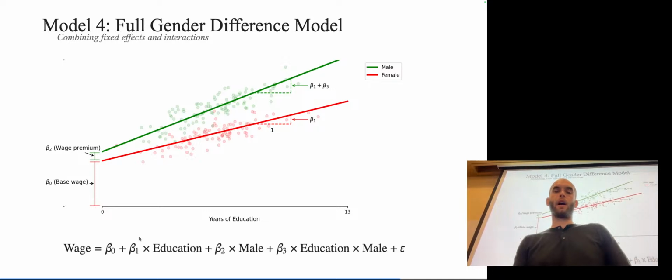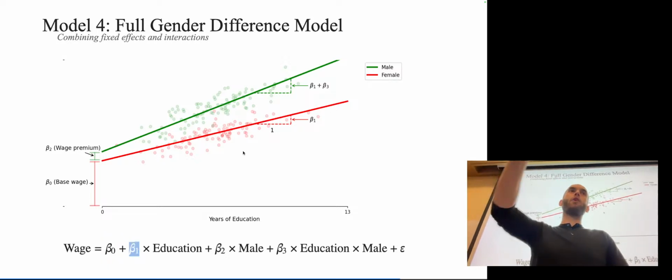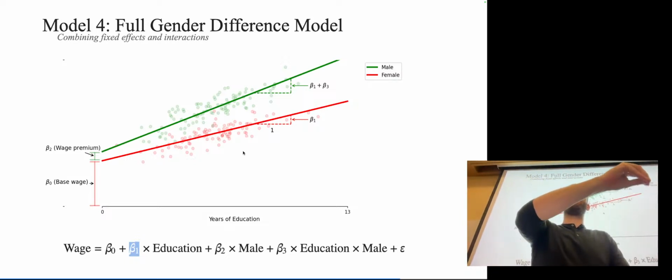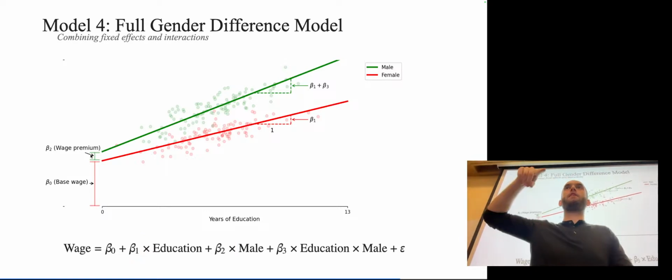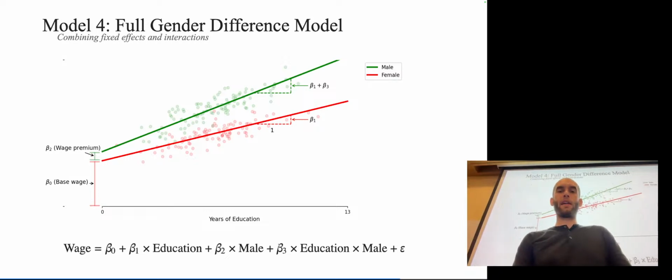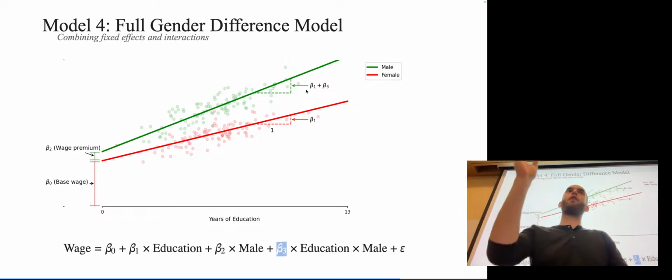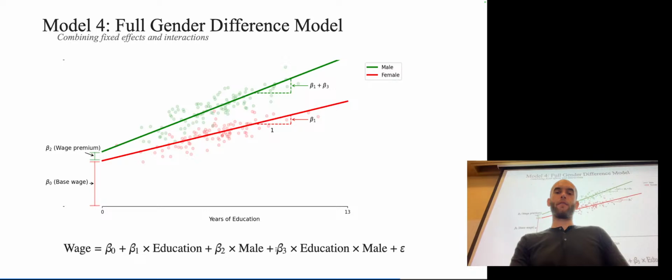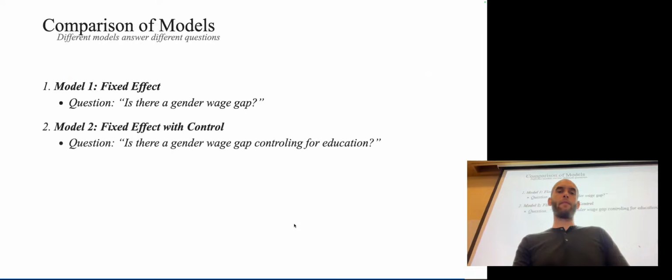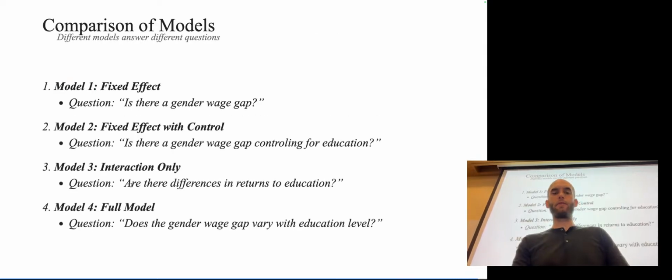The way we would set it up is that beta 0 gives us the vertical intercept. Beta 1 gives us the slope of the zero-coded data points. Beta 2 gives us the wage premium, so the difference on the vertical axis. And then beta 3 gives us the extra slope for the one-coded data. So we have our interaction effect on the slope coefficient. This is what we did last time, and we talked about the different types of questions we can ask with each of these 4 models.